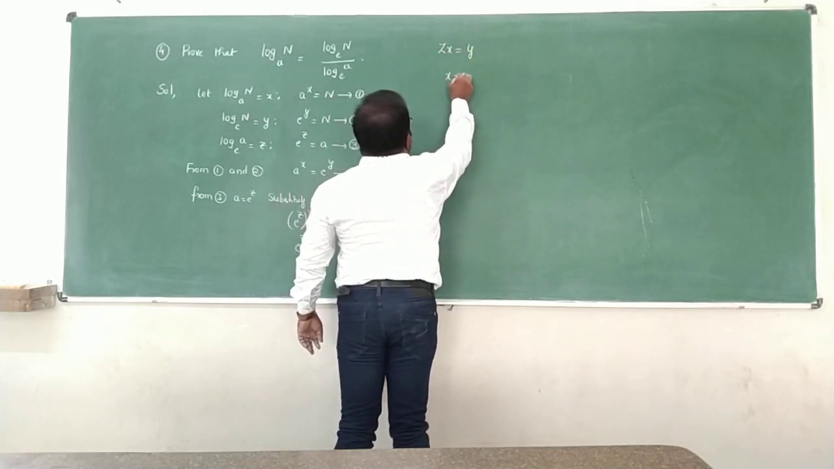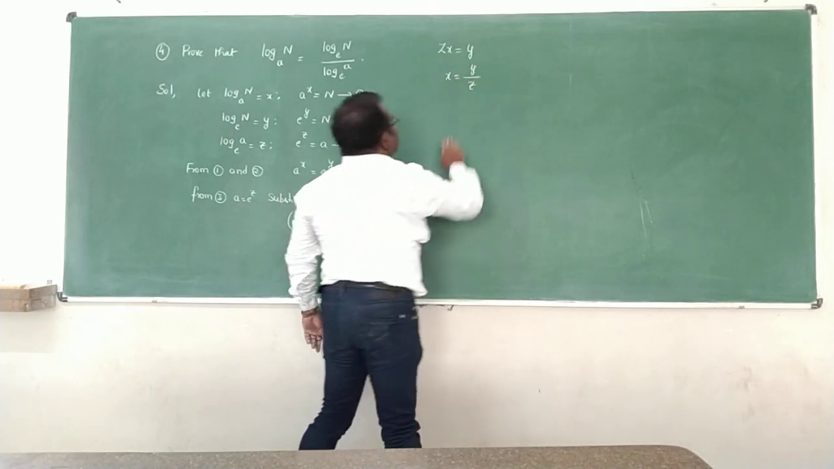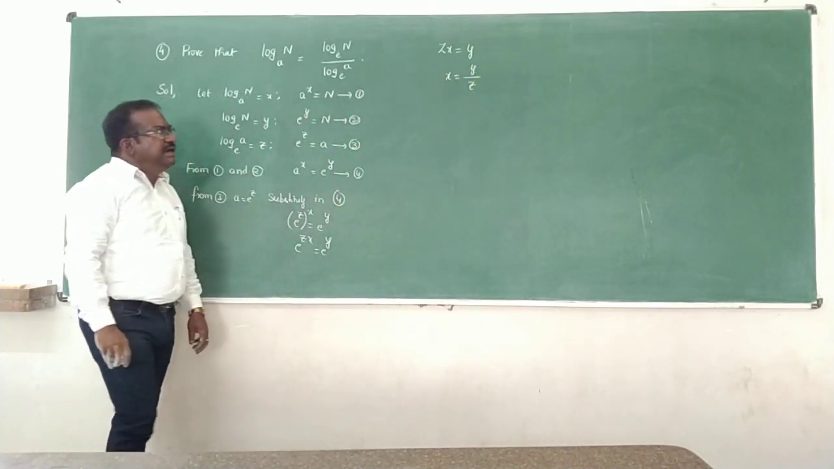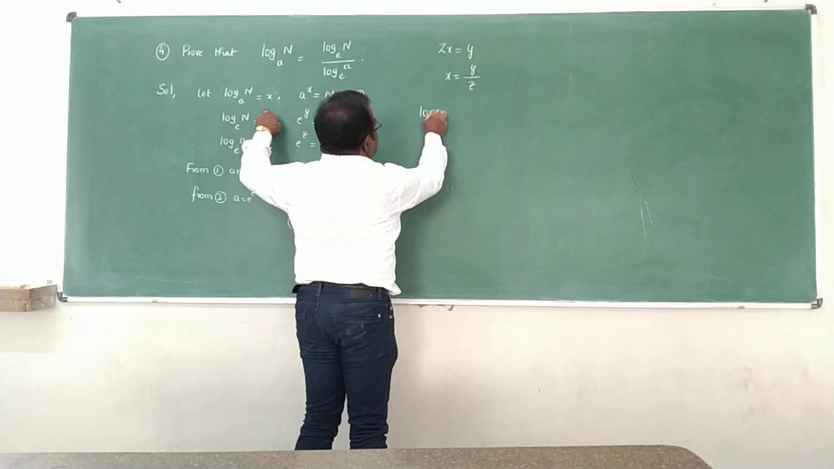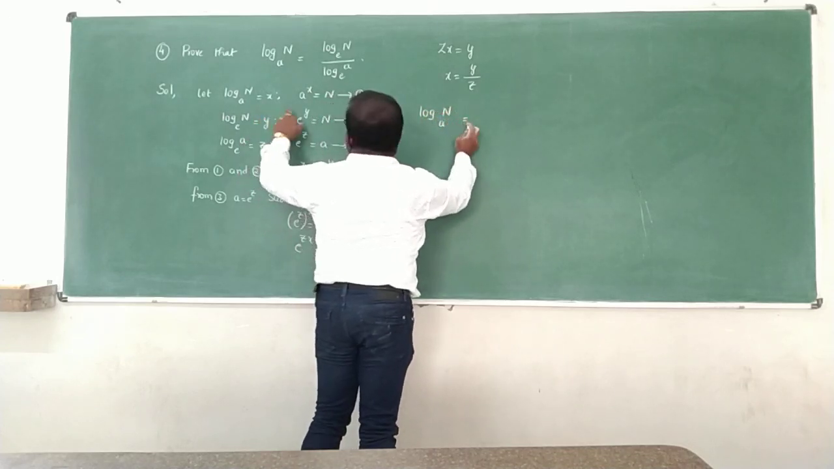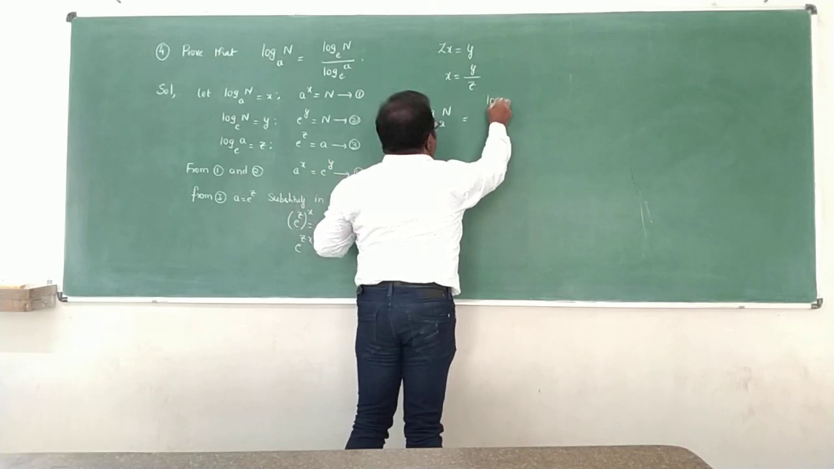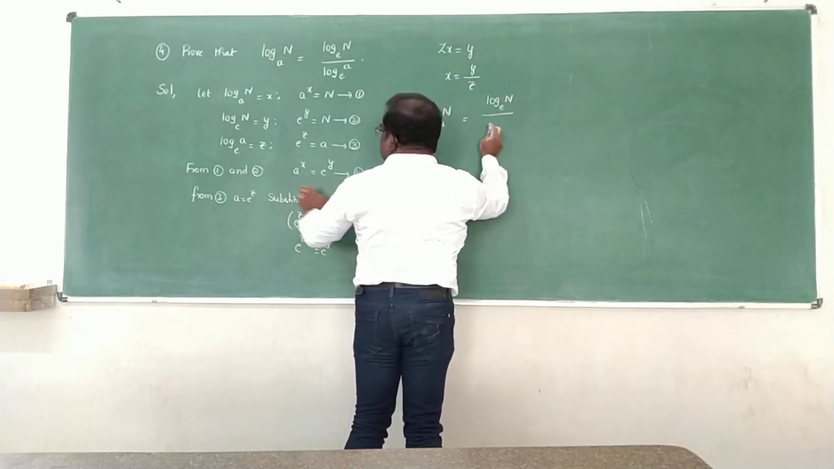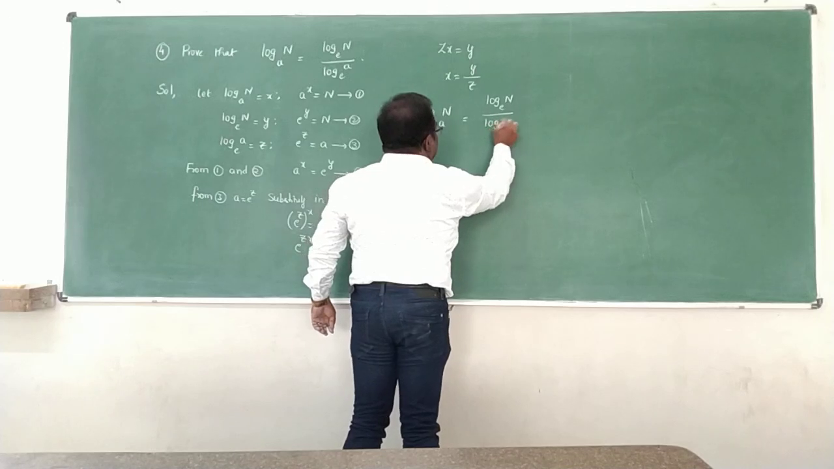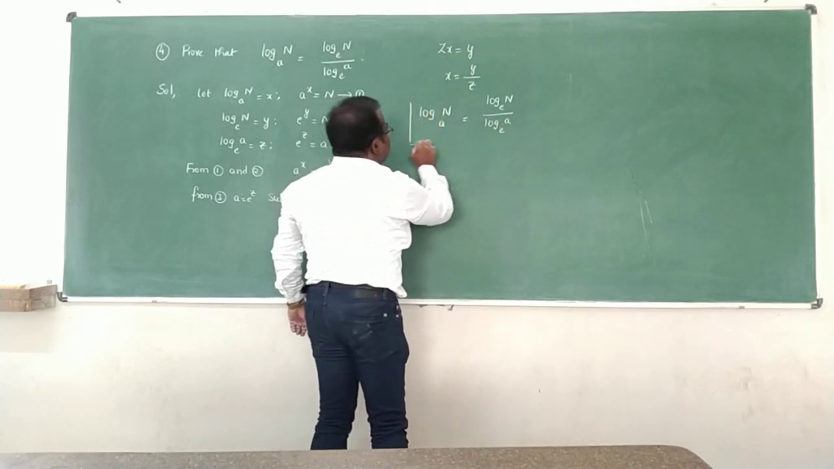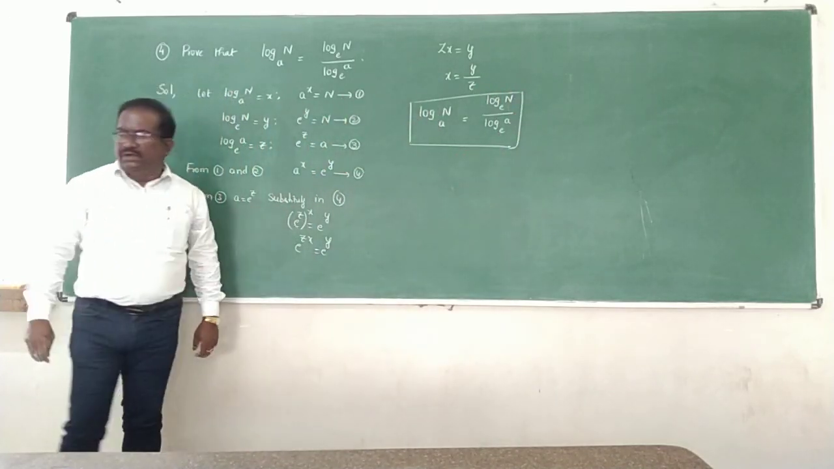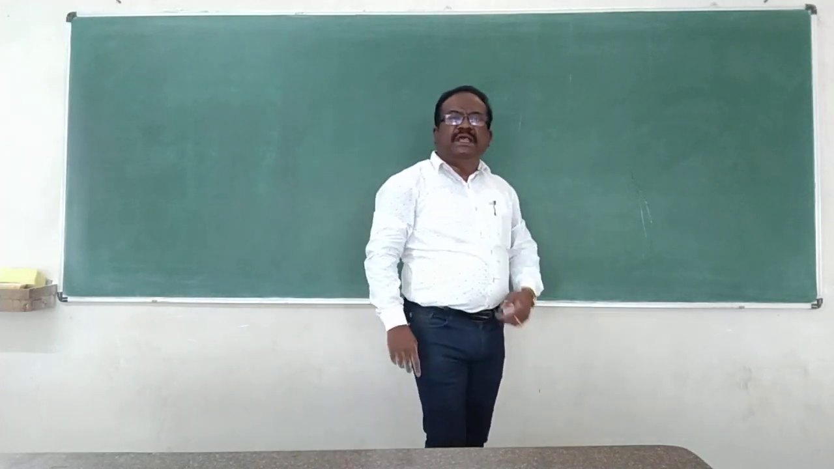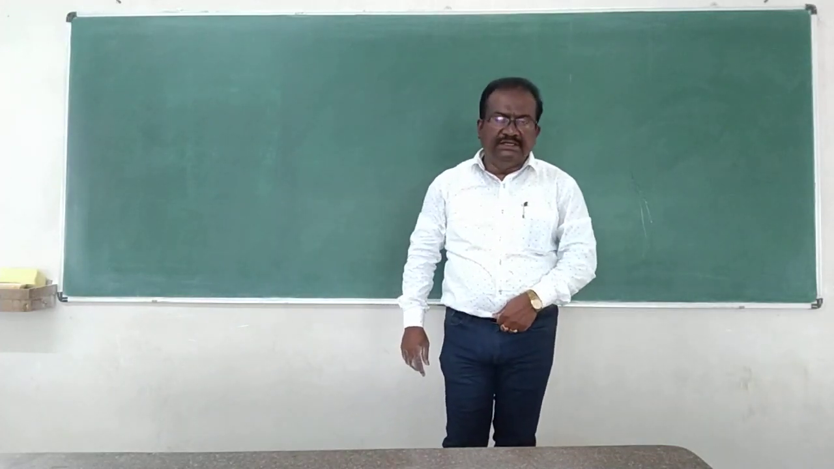From this, can we write x is equal to y by z? Zx is equal to y, so x is equal to y by z. What is x, children? Log n base a is equal to x. What is y? Log n base e. By z, that means log a base e. This is property number 4, children. Note it down, the fourth property. Using these properties, we are solving a few problems.